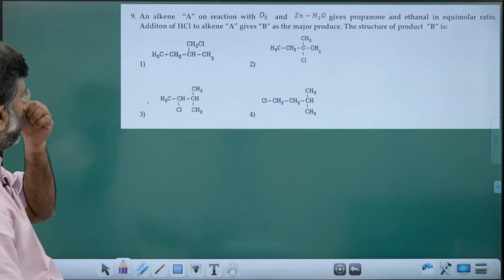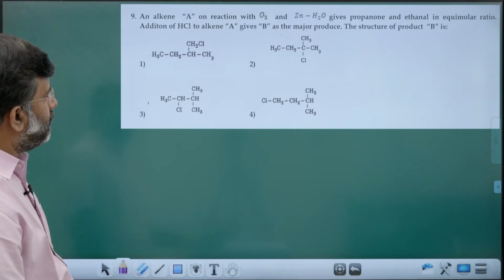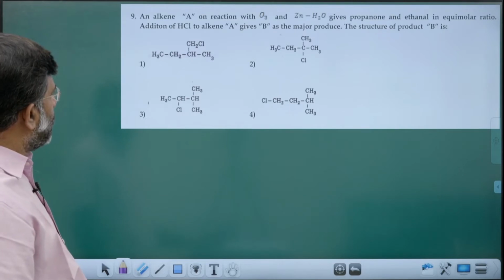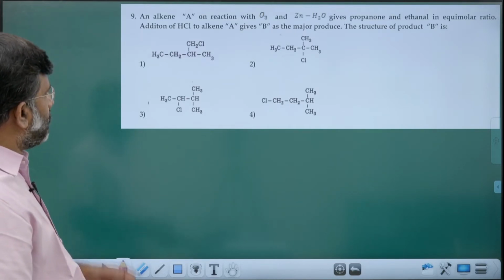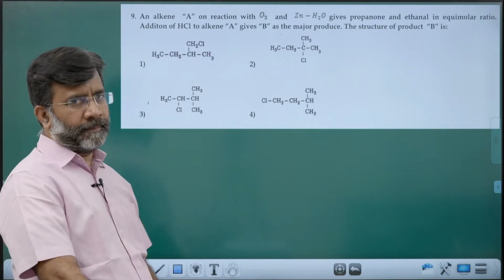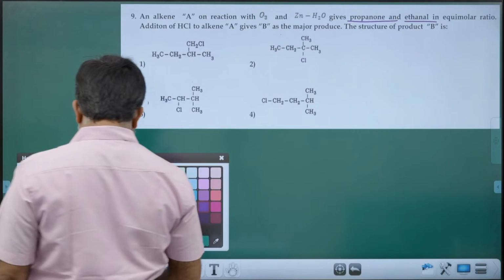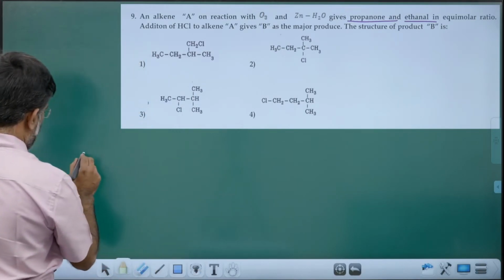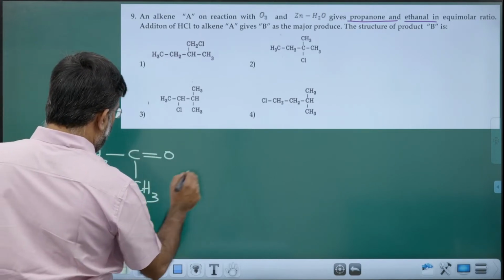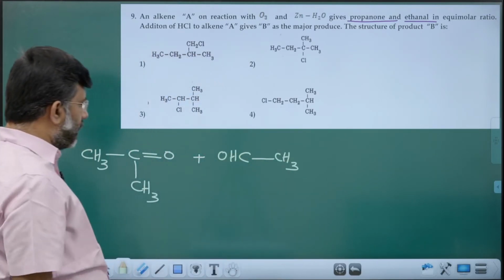An alkene A on reaction with ozone and zinc water gives propanone and ethanal in equimolar ratio. Addition of HCl to alkene A gives B as the major product. The structure of B is, so we have to identify what A is. The ozonolysis products are propanone and ethanal, so you can easily find out the alkene. This is propanone and this is ethanal, the products obtained in ozonolysis.